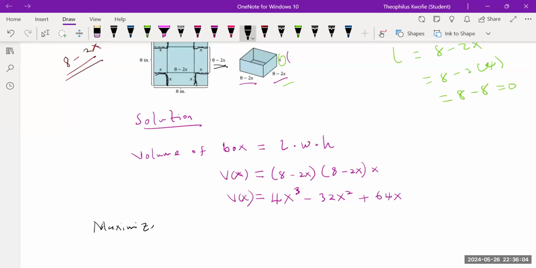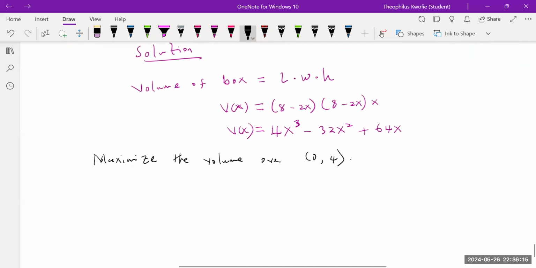So we need to maximize the volume over 0 and 4. Okay, good. So let's take note of that. Very important, please. It is so important. Now, the first thing to do is to find the first derivative. Okay, so what will be the first derivative?